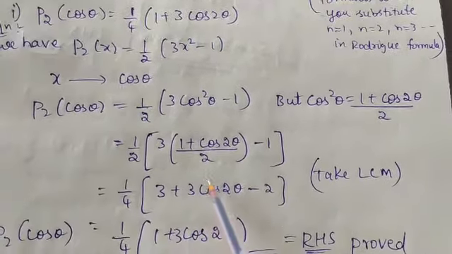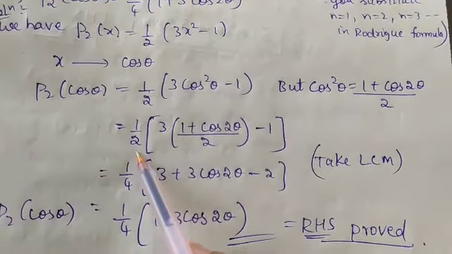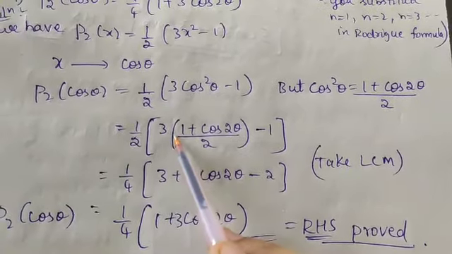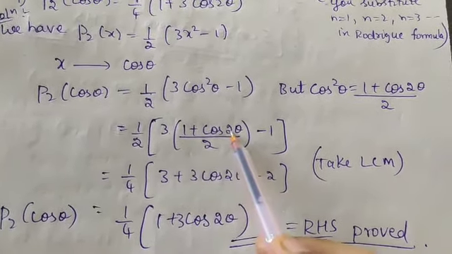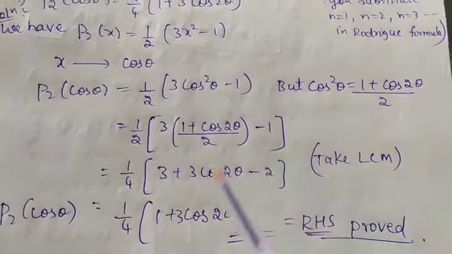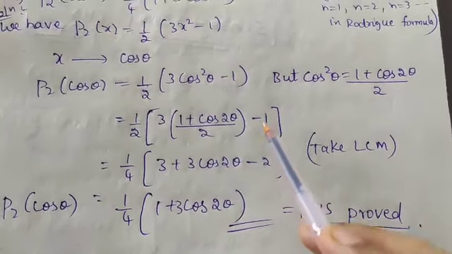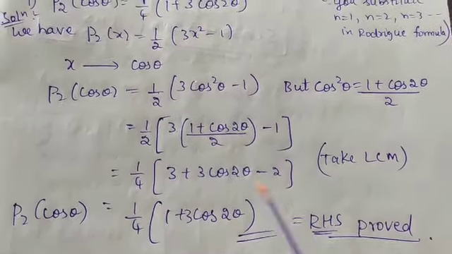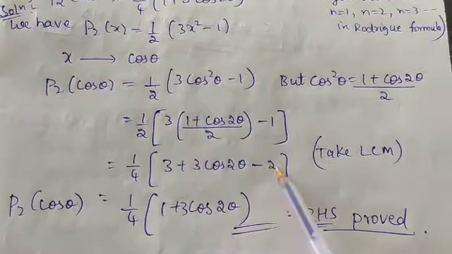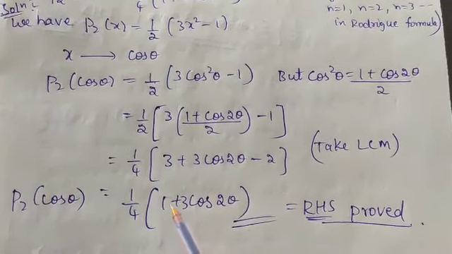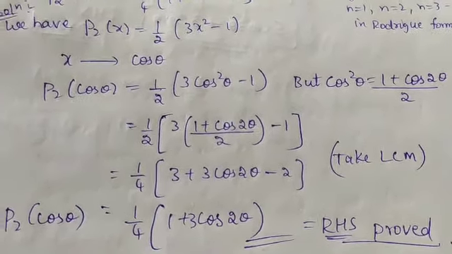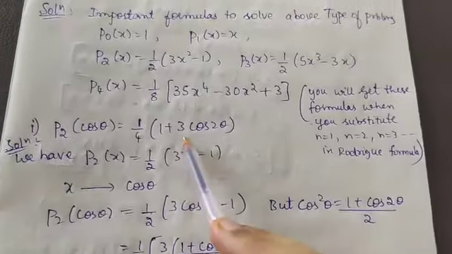Again 1 by 4, so this 2 will come outside. 2 twos are 4. So it is nothing but 3 into 1 is 3 plus 3 cos 2 theta, and LCM 2 is there, right? So 3 plus 3 cos 2 theta minus 2. 2 into 1 is minus 2. And 1 by 4 as it is outside. What is 3 minus 2? Which is nothing but 1. So 1 plus 3 cos 2 theta, which is the RHS which you have to prove. Hence we proved the first question.